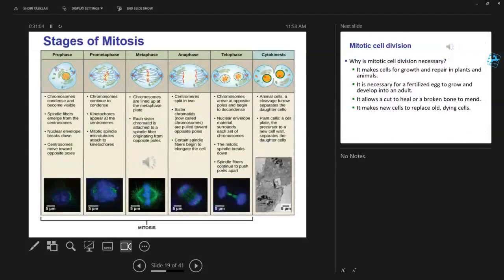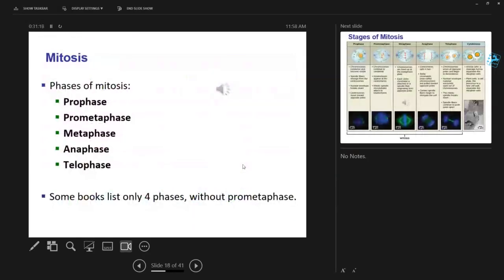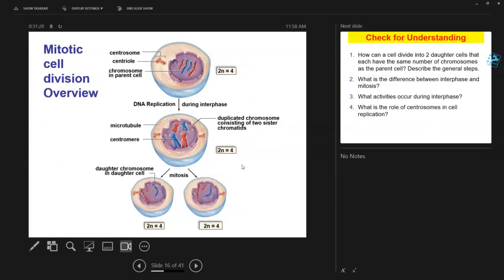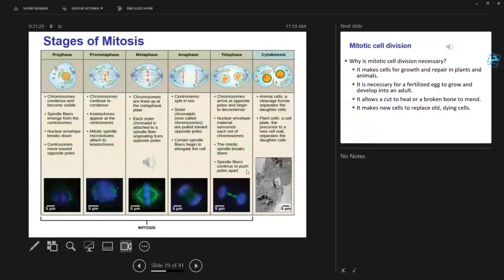So most books combine these two as just prophase. So this is just in more detail what happens going from this to this in that division. So prophase. The chromosomes condense and become visible. Condense means they coil up and become short and thick. And so you can see them under a microscope, like this, with like the letter X.